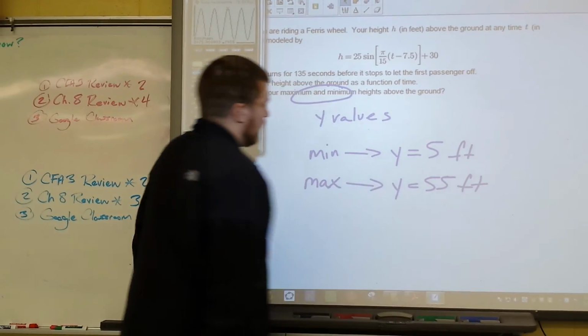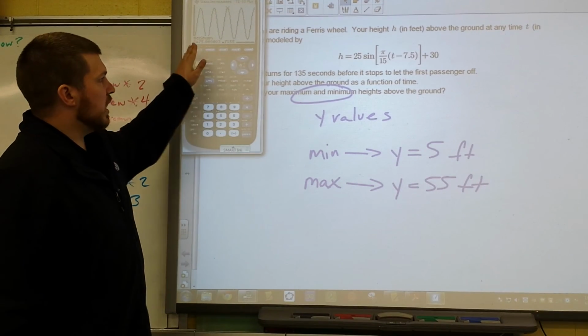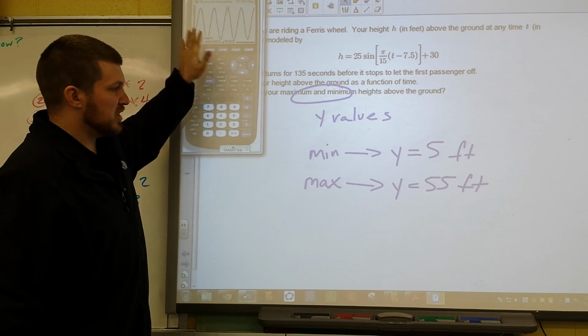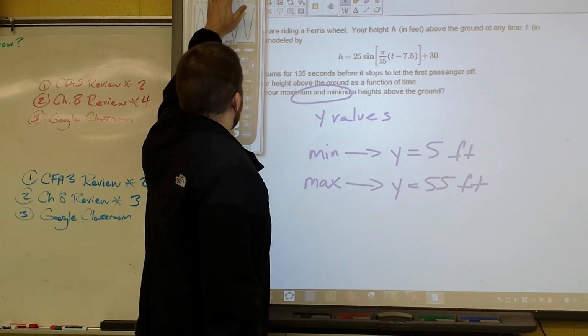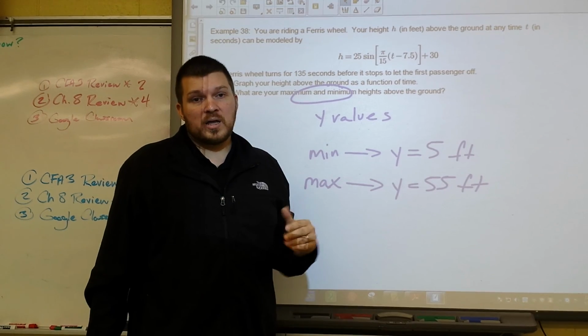Now again, when you're talking about max and min values, you're talking about y values. You're not looking at the x values that the calculator gives you. Those are just moments in time. We're looking at the height, y values. That finishes off example 38 and this chapter.